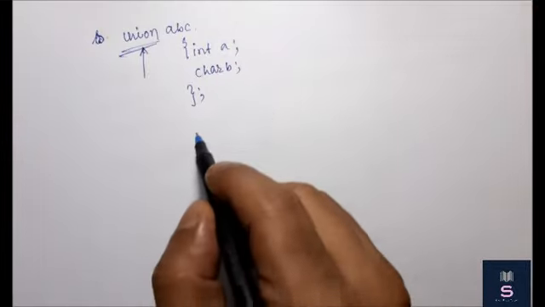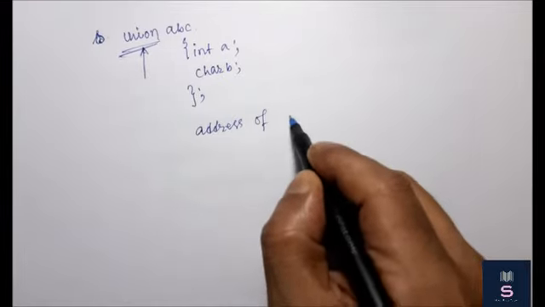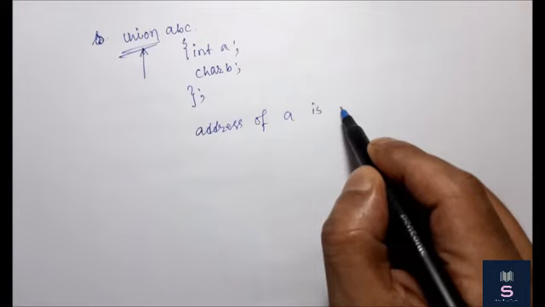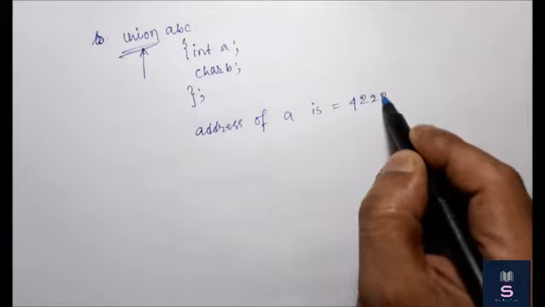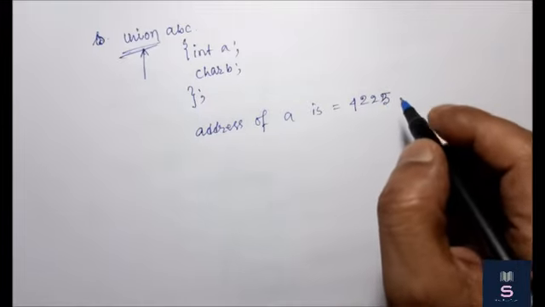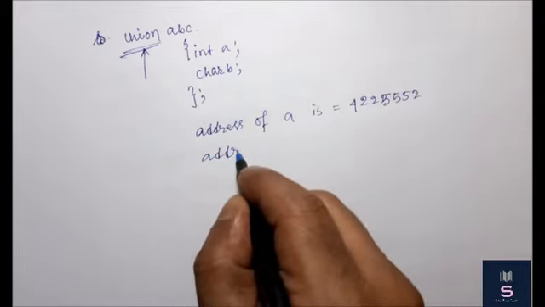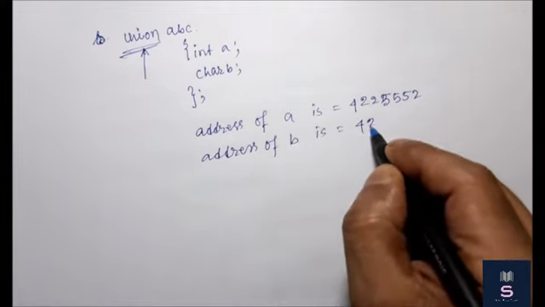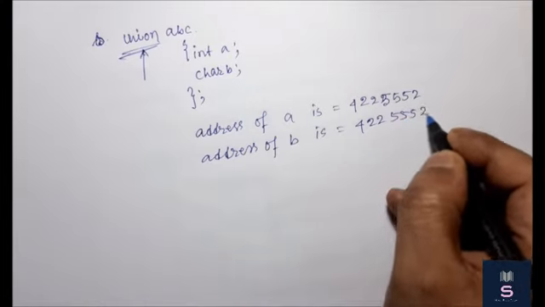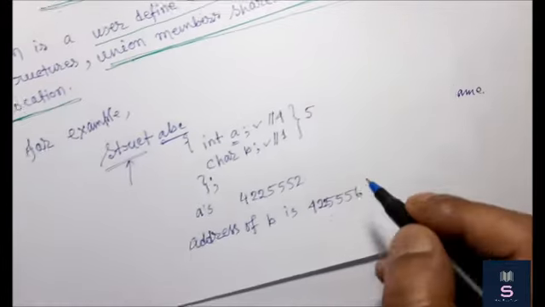But if I check the address of A, I will get the address of A equal to 4225552, and the address of B is 4225552. The address is the same. Here, in the structure, the address is different.